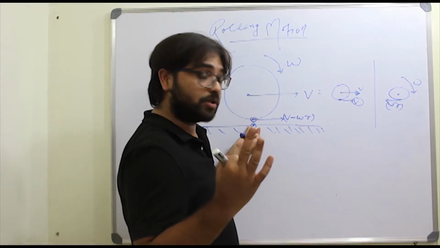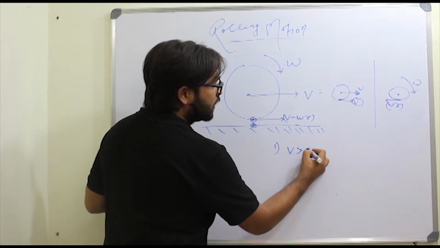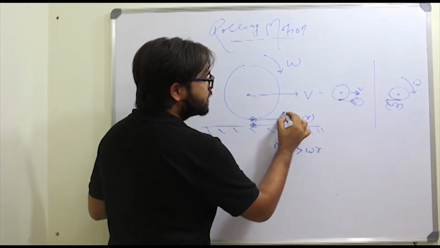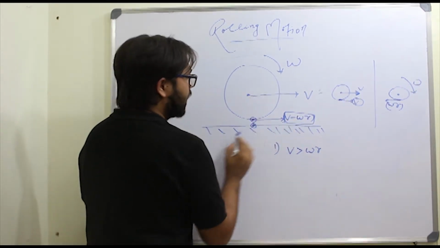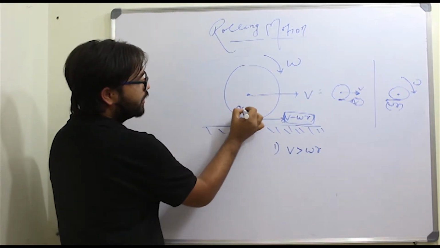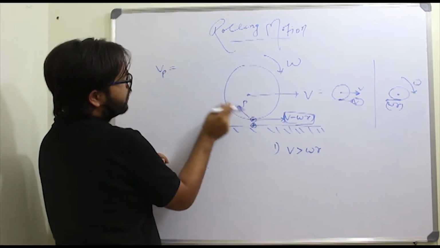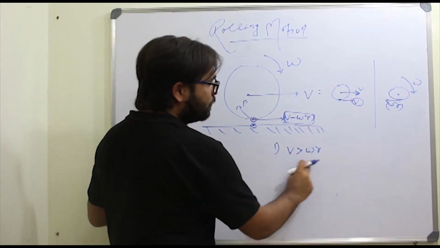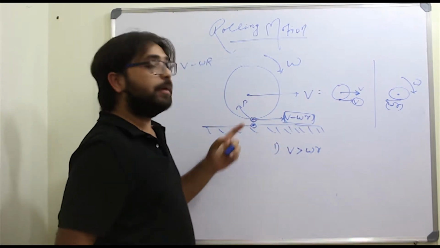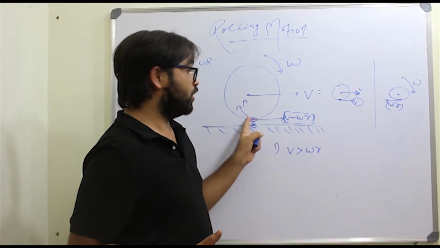Now think about this. There are three cases possible. First case is if v is greater than omega r. I'm calling this point P, and I'm writing its velocity as Vp. So Vp, the velocity of point P, is what? v minus omega r. Tell me, in the first case, if v is greater than omega r, can Vp become 0? It's not possible. For Vp to become 0, these two must be equal, only then can Vp become 0.